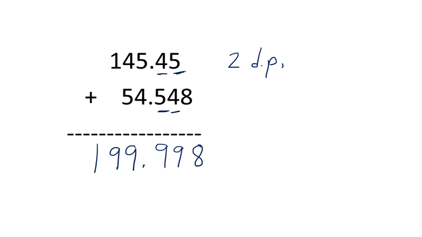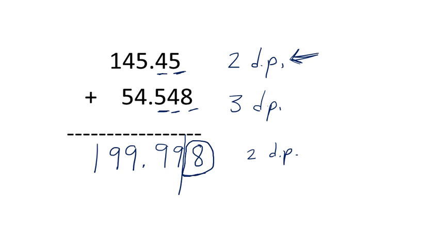Now let's try another example. This example might be a little bit more complicated, or complex, I should say. 145.45 plus 54.548. The calculator answer is 199.998. And if we look at the decimal places, the first number has 2 decimal places, and the second number has 3 decimal places. And so according to the rule, how many decimal places should our answer have? Well, I hope you realize that it needs to have 2. We always go with the least precise number. And so that means our answer can only have 2 decimal places. So that means we have to stop after the second decimal place. And that next number, that 8 right there, is used for rounding purposes only.